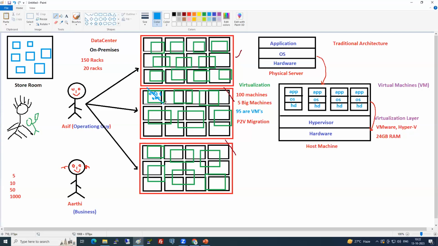Because I was happy with virtualization. Again, I'm back to the same situation, 3 data centers. And my risk level is even more increased now. What to do? I'm resigning. No, please don't do this. Please come to the meeting room. Let's talk. So now, Asif and Aarti are both sitting in the meeting room.